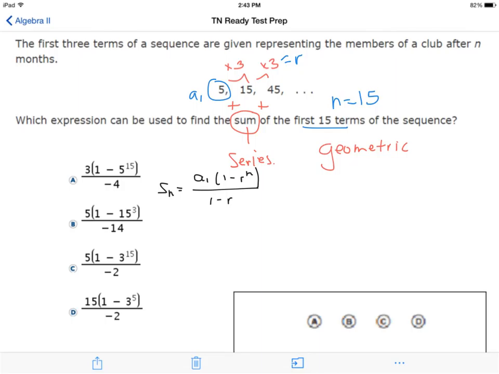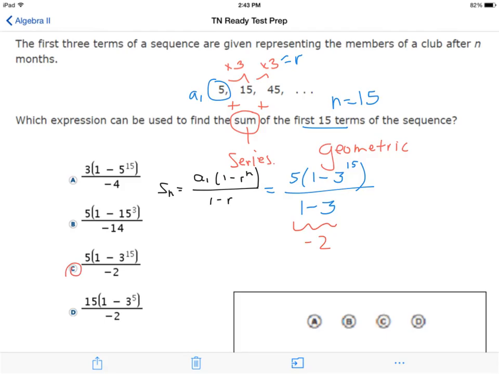So now I want to compare what I think goes into this formula. So let's see, A1 is 5 times 1 minus r, and r is 3, raised to the 15th power. Close that grouping symbol, and then on the denominator we have 1 minus r, which is 3. And then if we look at what we have here, it looks like they simplified the denominator. So 1 minus 3 is actually negative 2. So that's what I'm looking for here in the denominator. And it looks like the correct answer choice is C.